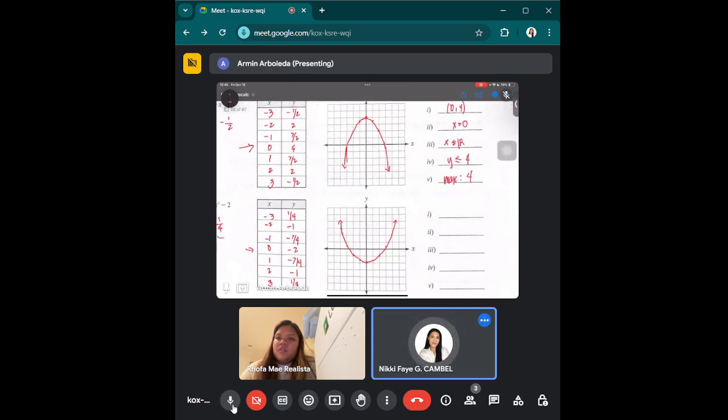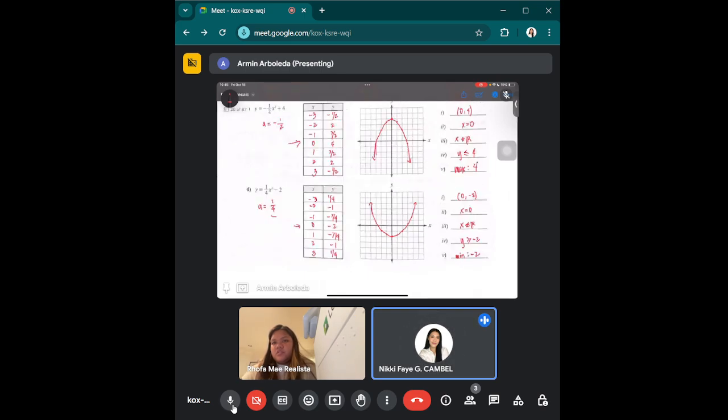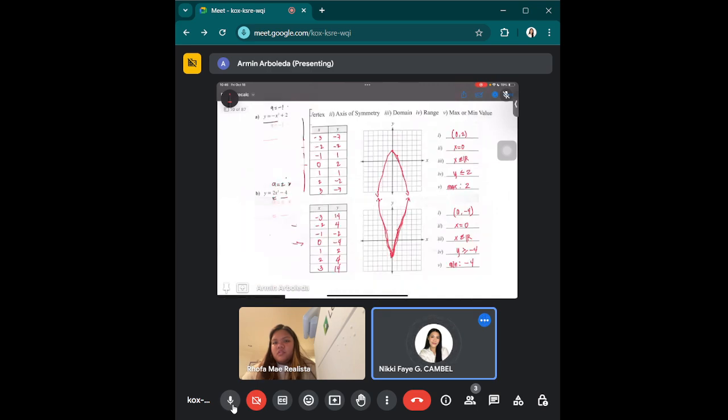Okay, can you tell me the vertex? It's 0, negative 2. It's still going to be the same axis, 0. And then the domain is all real numbers. How about the range? y is greater than or equal to negative 2. And the minimum value is negative 2. Okay, so that's our last number for this one.